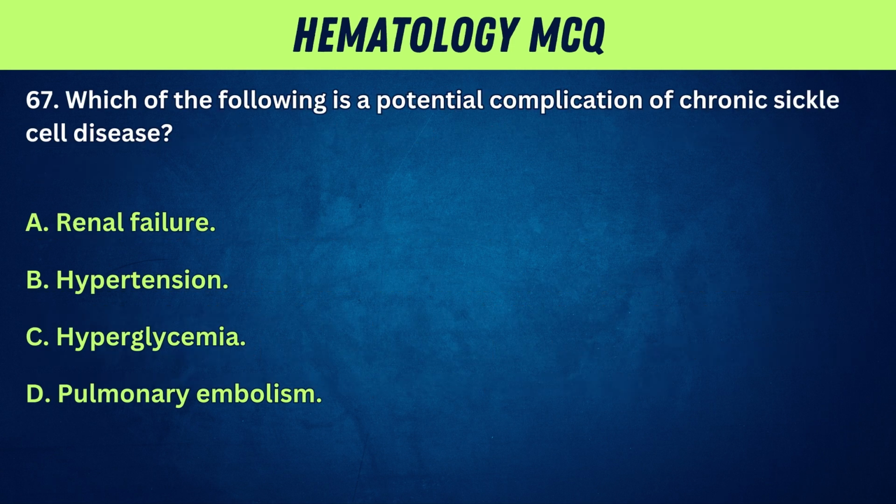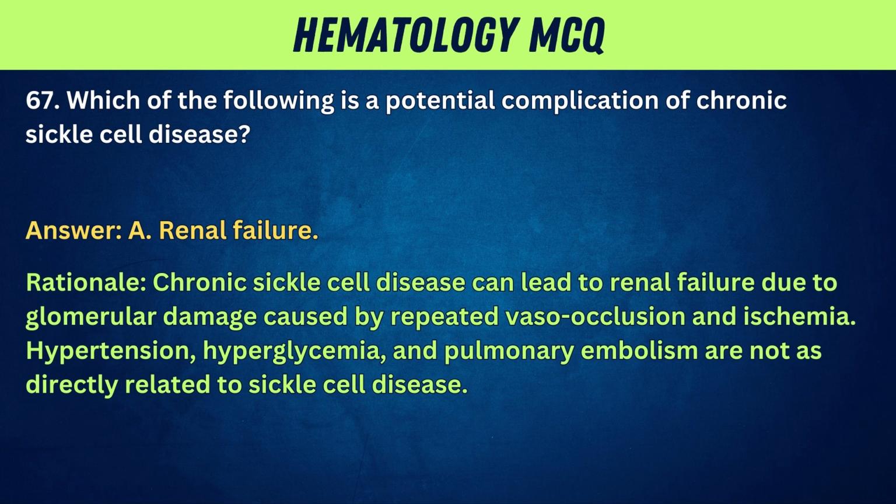67. Which of the following is a potential complication of chronic sickle cell disease? A. Renal failure. B. Hypertension. C. Hyperglycemia. D. Pulmonary embolism. Answer: A. Renal failure. Rationale: Chronic sickle cell disease can lead to renal failure due to glomerular damage caused by repeated vaso-occlusion and ischemia. Hypertension, hyperglycemia, and pulmonary embolism are not as directly related to sickle cell disease.